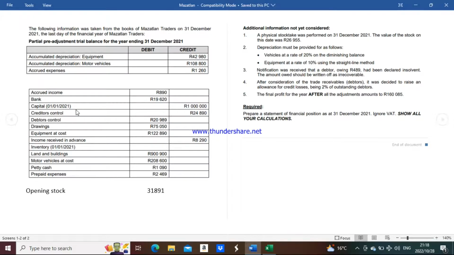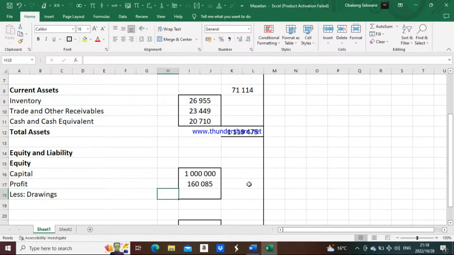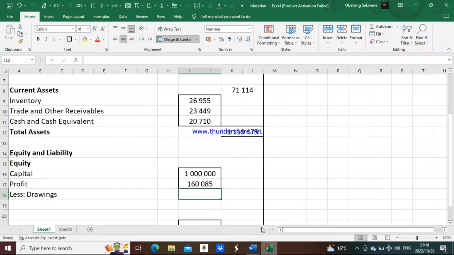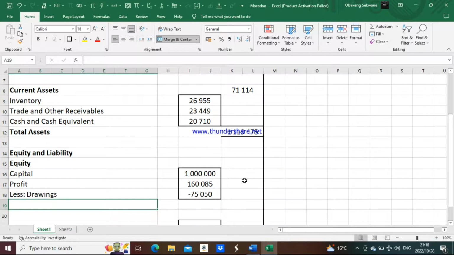Usually during the course of the year, when calculating our capital, we would minus out the drawings because the drawings are done by the owner. So we would subtract whatever amount that he took from his capital. So we're going to subtract this in the equity account. So we're going to say less drawings. And our drawings amounted to 75,050.